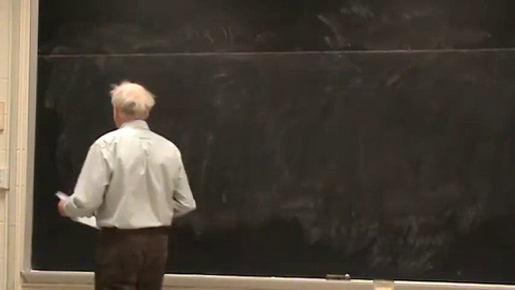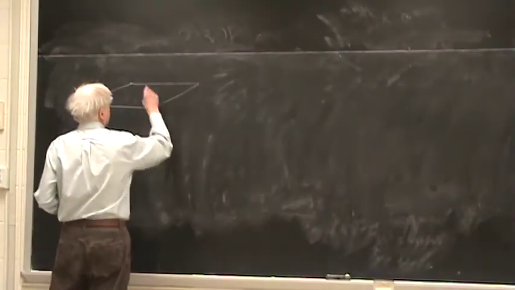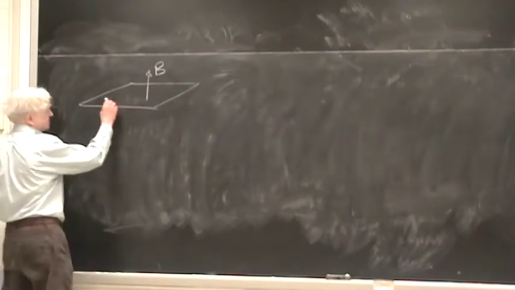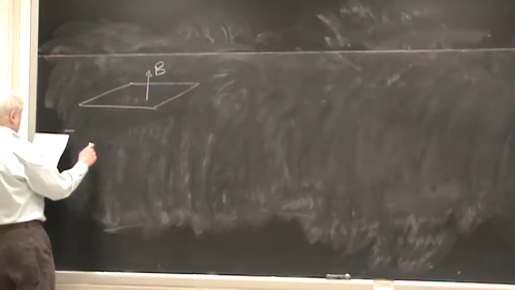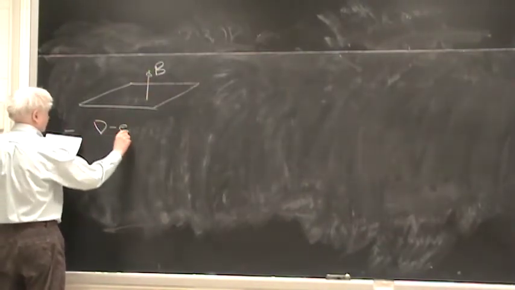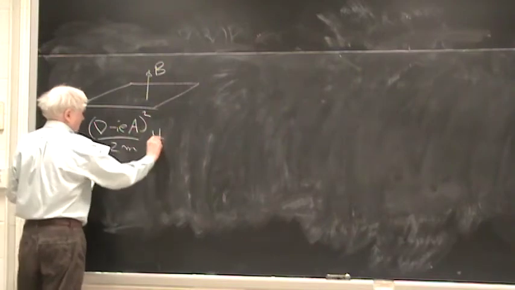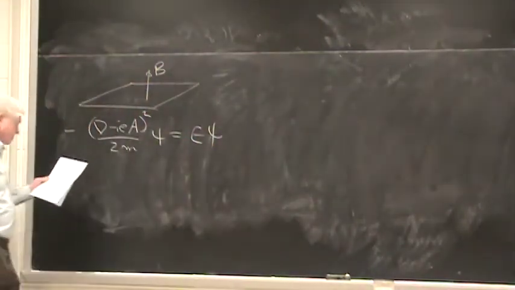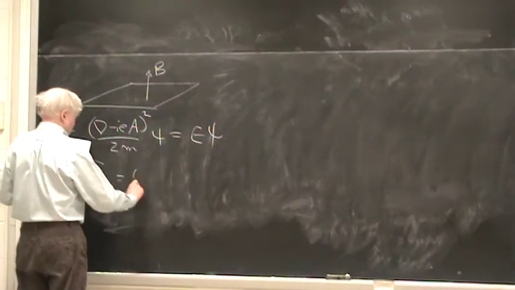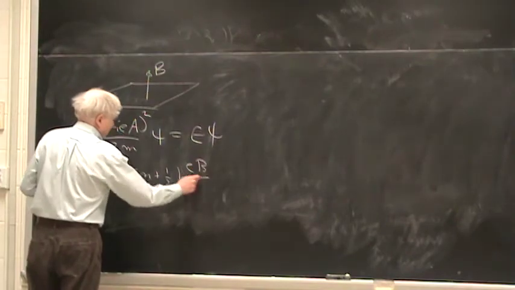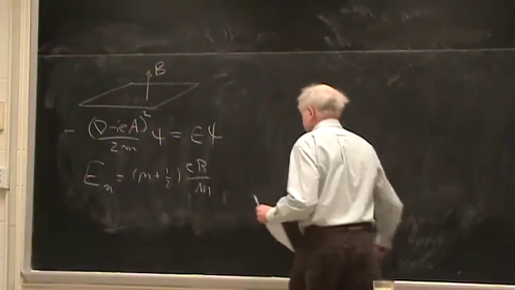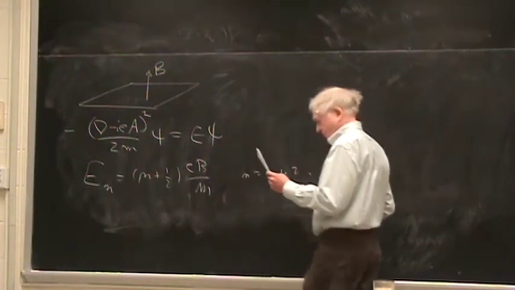So basically, what we're talking about is a B field, and the electrons are confined to a plane in two dimensions, and you have a perpendicular magnetic field. There's the Schrodinger equation, the energy levels E_n = (n + 1/2) eB/m, and n equals 0, 1, 2, and so forth.